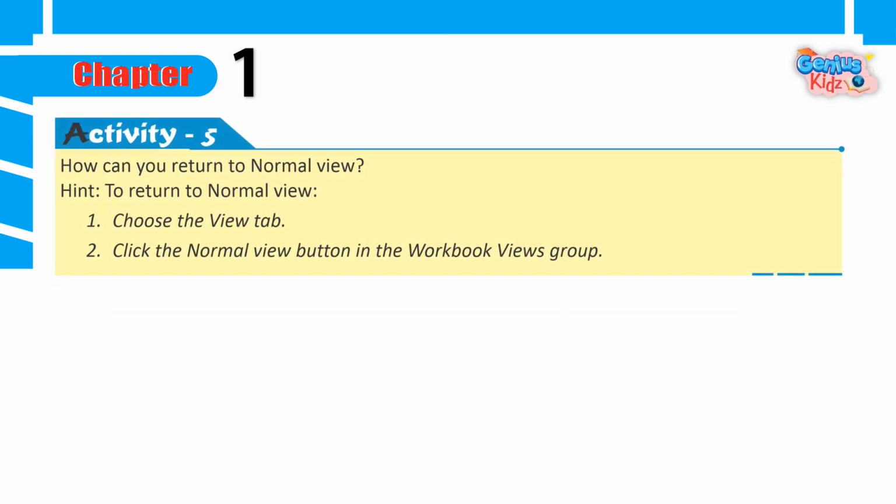Activity 5. How can you return to normal view? Hint: to return to normal view, 1. Choose the View tab. 2. Click the Normal View button in the Workbook Views group.